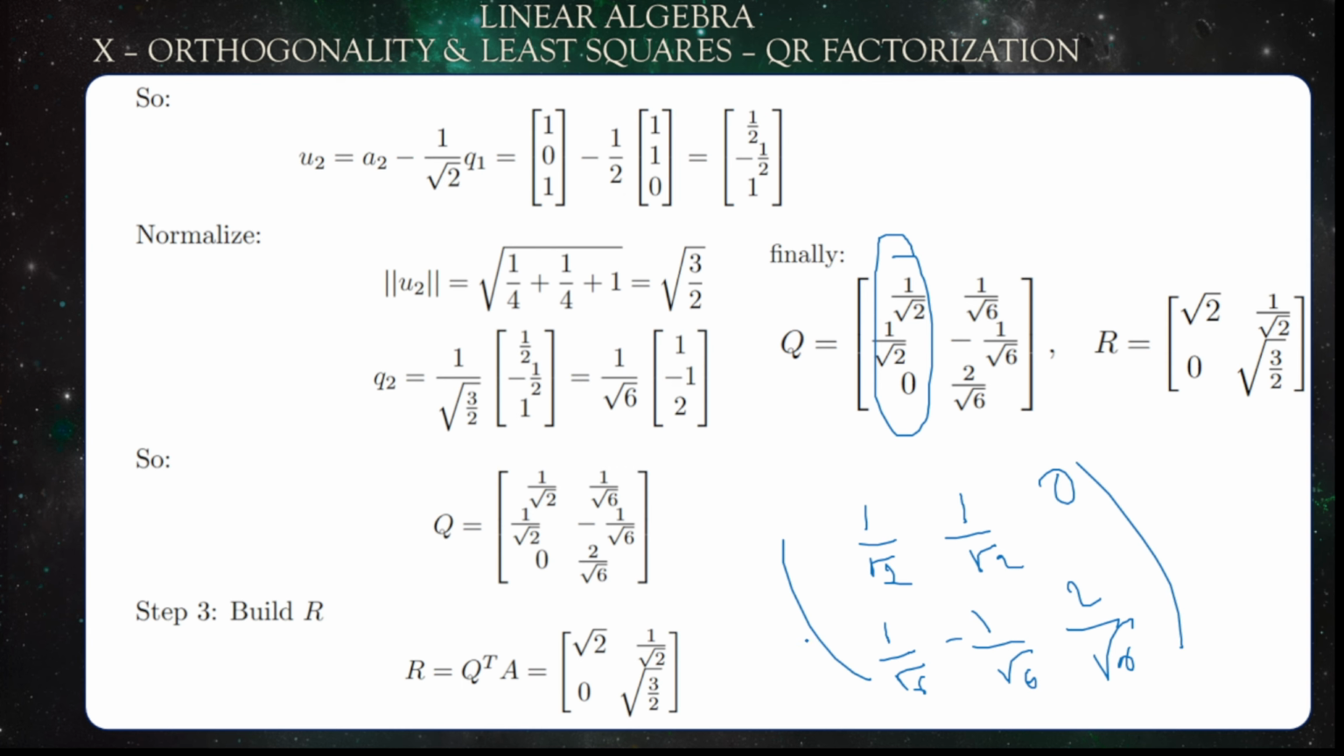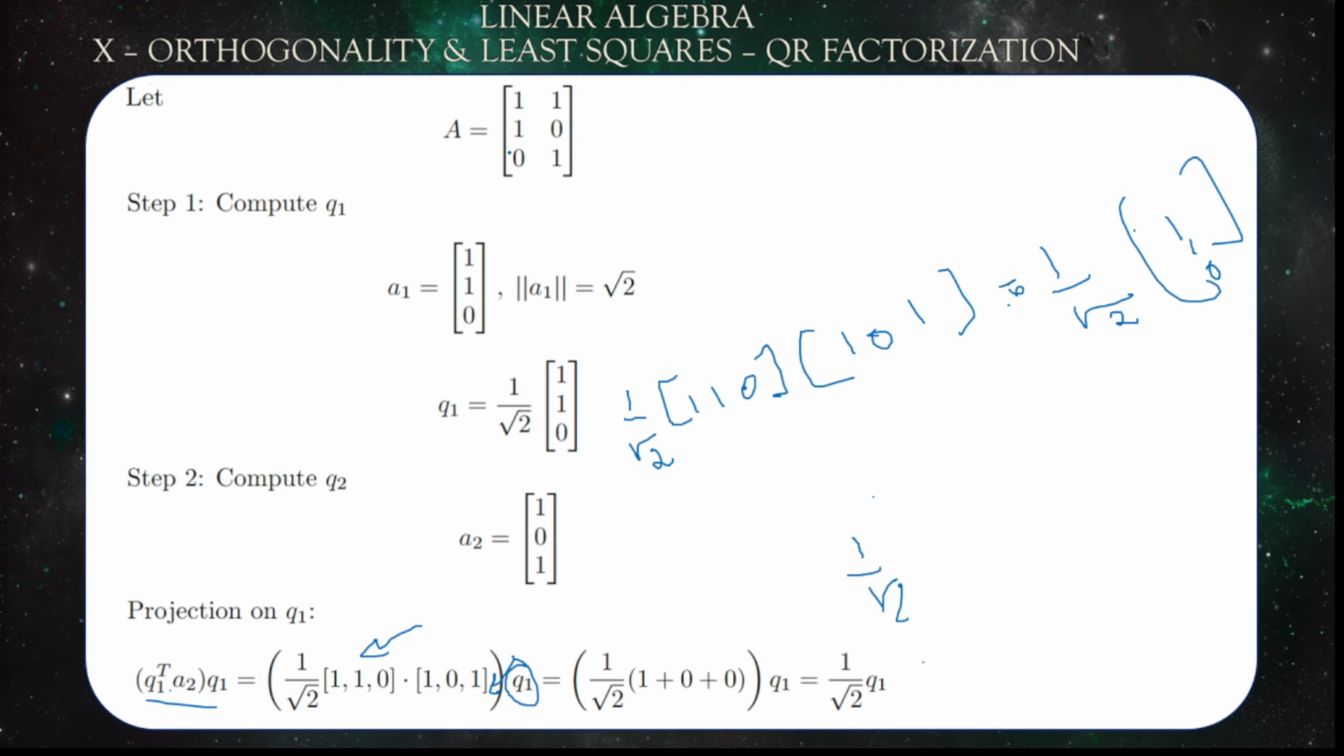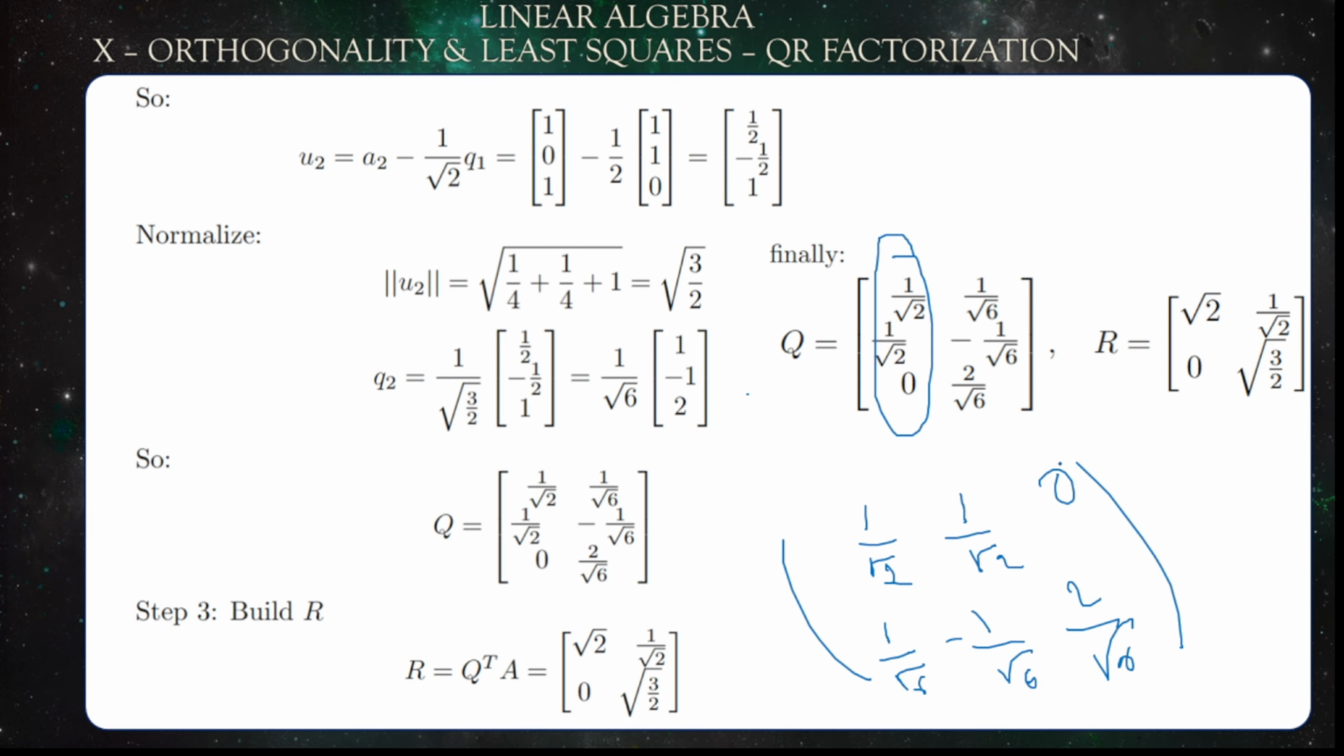And you multiply them by A, which is, where is A anyway? A is the first matrix, 1, 1, 0, 1, 0, 1. So 1, 1, 0, 1, 0, 1. And this is how we ended up with R, which is square root of 2, 0, 1 divided by square root of 2, square root of 3 divided by 2.